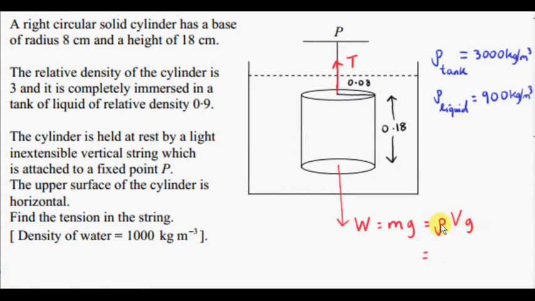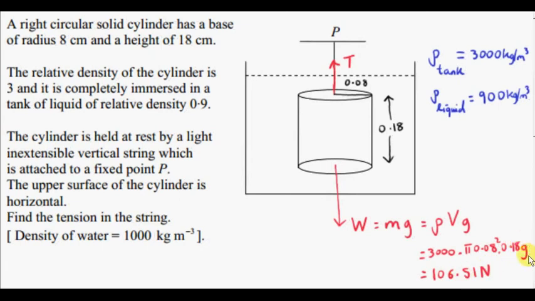So what's the density of the cylinder? Well, we just have it here as 3,000. What's its volume? Well, it's in the shape of a cylinder. The volume of a cylinder is the cross-sectional area, which is a circle of radius 0.08, and this has to be multiplied by the height, which is 0.18, and then we have mass times g.